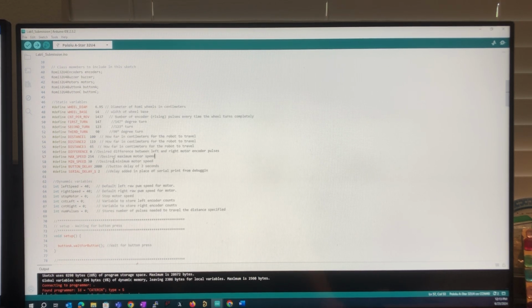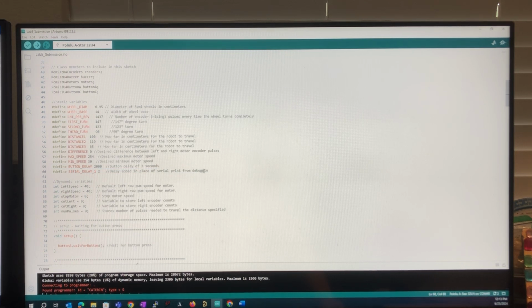Max speed, I set up 254. That's mainly because when I'm testing out the code and I'm incrementing speeds, I don't want something to go wrong and it just exponentially go high and damage the motor. I set a minimum speed to 30. Under that, motors don't seem to work properly anyway. I have a button delay of 2 seconds. And this serial delay 1, I have a 2 milliseconds.